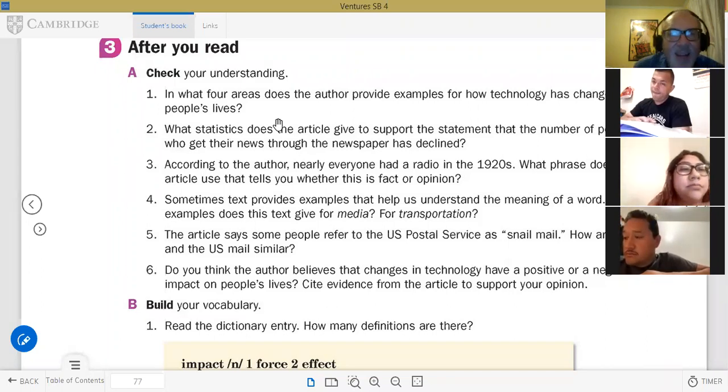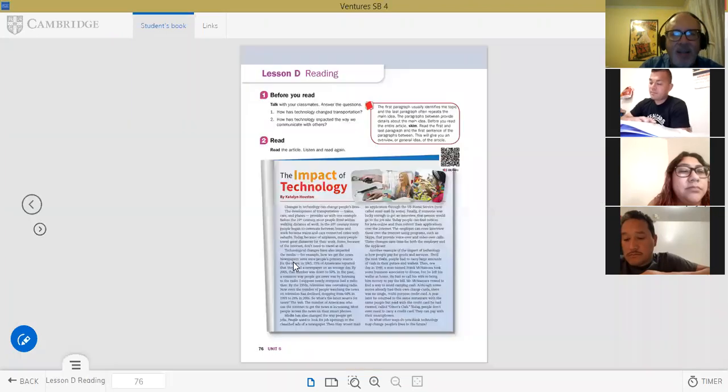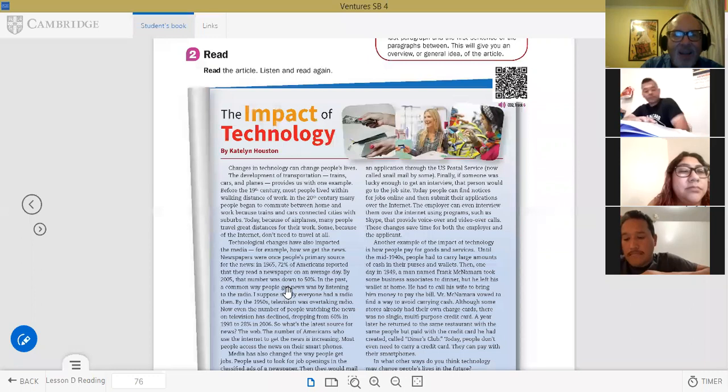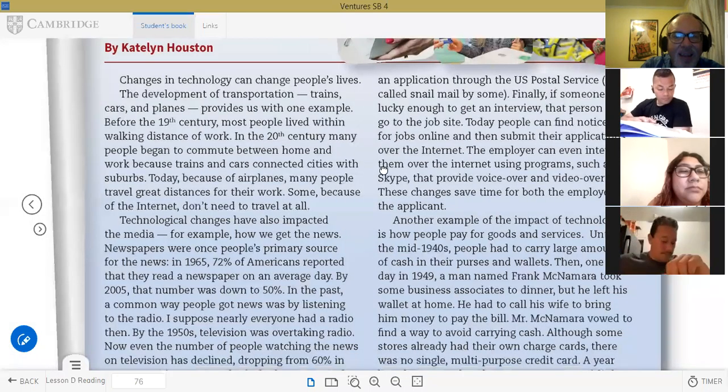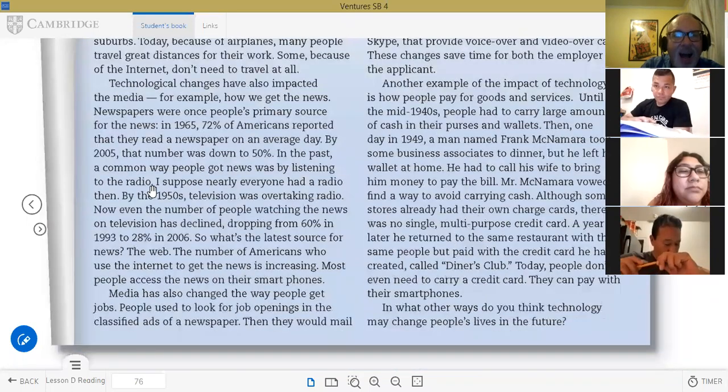No. All right. The next one says, number three, according to the author, nearly everyone had a radio. Was that a fact or an opinion? Let's look very closely at what he says. Let me show you very closely. You see what he says about radios? He says here, I suppose nearly everyone had a radio. Is that a fact or an opinion? An opinion. Yeah. Opinion, because he says, I suppose, right? He doesn't have any statistics or any facts. He says, I suppose so. I don't know exactly, but I suppose. Right? So that's an opinion. Good.